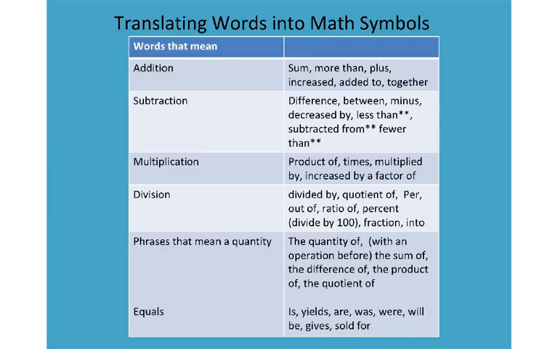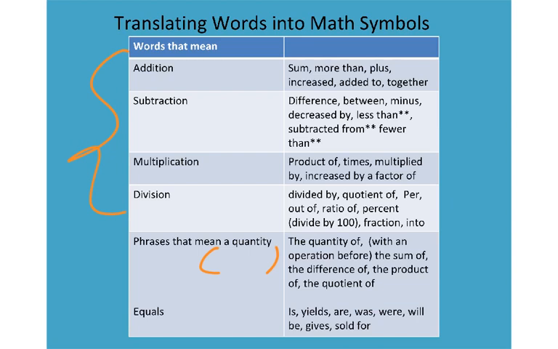Now this chart is an extremely important chart. I'm going to leave this up here for a minute after I'm done talking, but it's very, very important you copy this chart down in your notes. These are all words or phrases that mean key operations. We have our 4 basic operations: addition, subtraction, multiplication, and division. And then we also have phrases that mean a quantity. A quantity in math is something that's in parentheses.